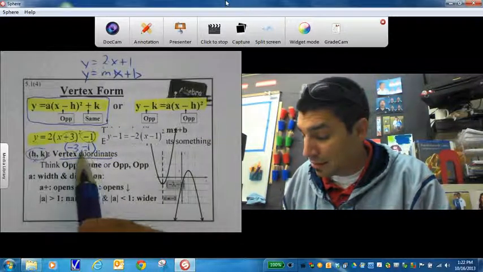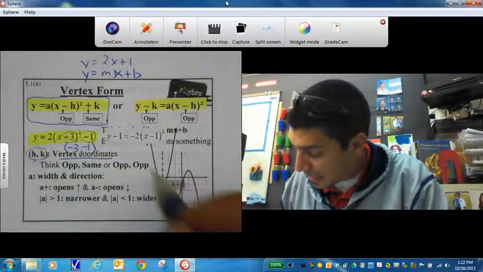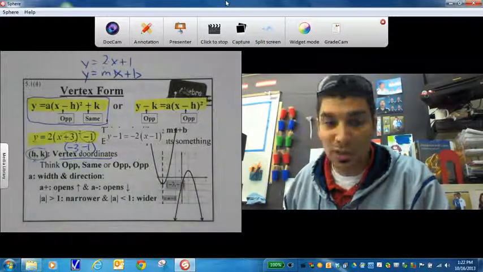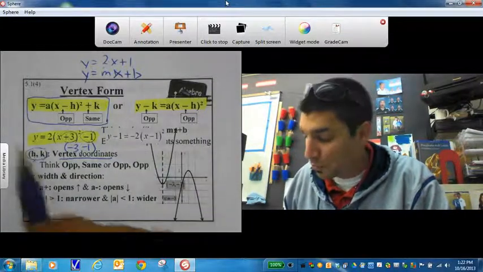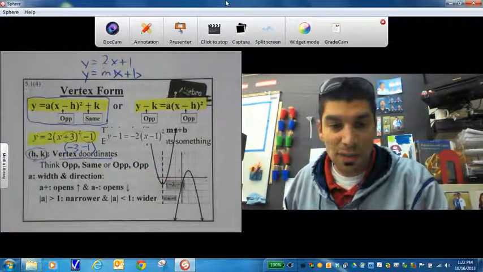And that means I know exactly where that's going to be graphed. I can go to negative 3, negative 1 and plot that. I know where it's going to be. I'll talk with you about how it opens up or down in just a second. But there's our first thing that we had to know.